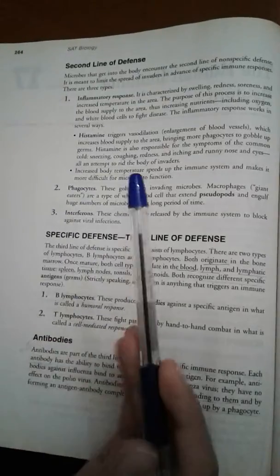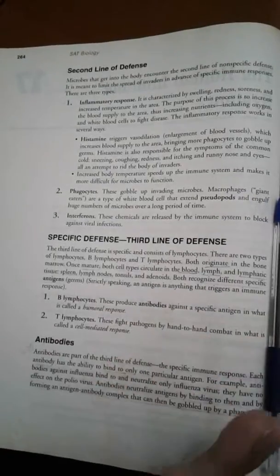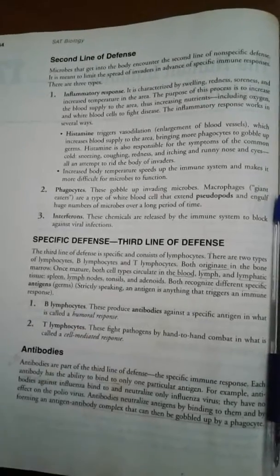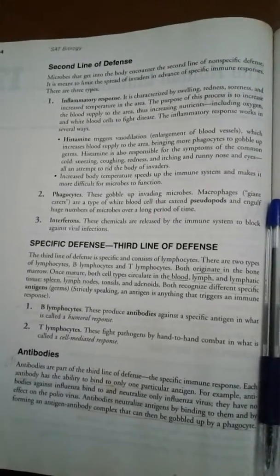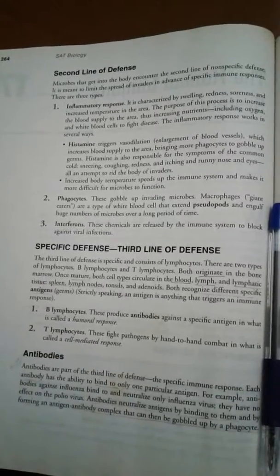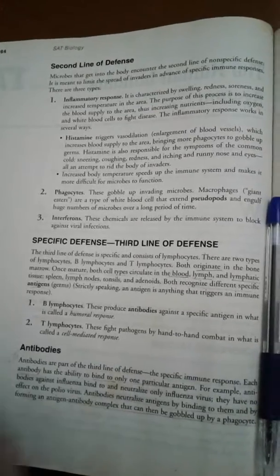What's the purpose of the increased body temperature? It's basically to speed up the immune system and make it more difficult for microbes to function. We all know that each organism, each pathogen, requires a specific temperature in order to function. So once the body temperature increases, it makes it difficult for the microbes to function.